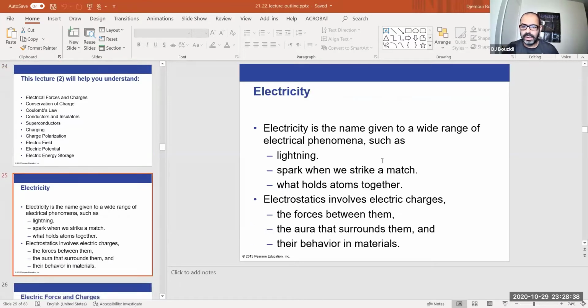So again, electricity, as I mentioned before, was something that was experienced by early people from the early dawn of time through things, for example, lightning and sparks. So when you hit two rocks, you actually produce a spark. And electrostatics involves, of course, charges. You have to have a charge to play the game of electrostatics.